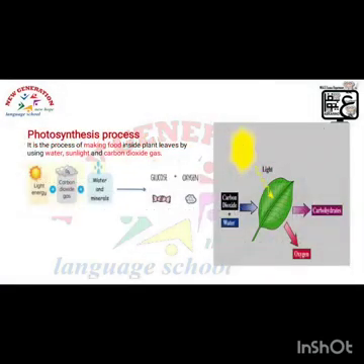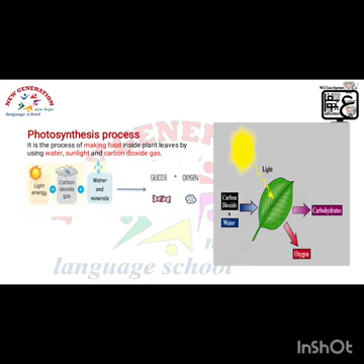Photosynthesis process. It is a process of making food inside plant leaves using water, sunlight, and carbon dioxide gas. So we have 3 ingredients to make the food for the plant. Which part makes the food in the plant? It's leaves. So it's very important.